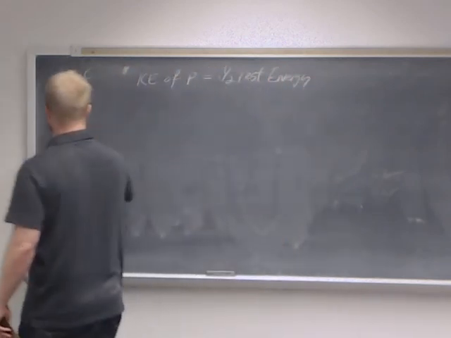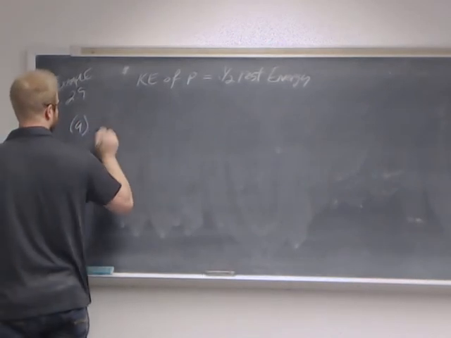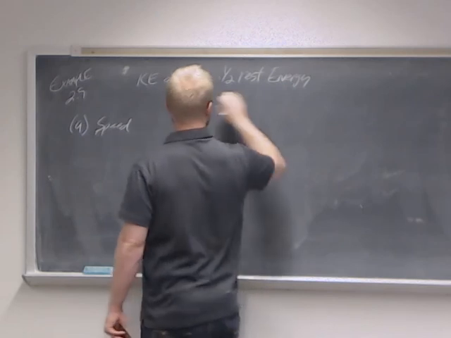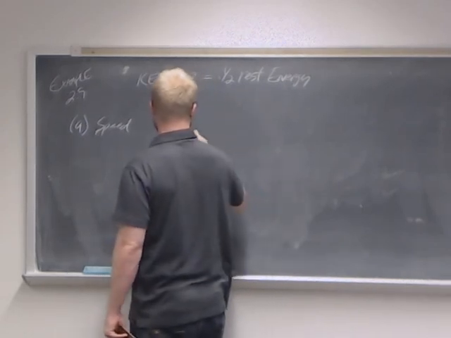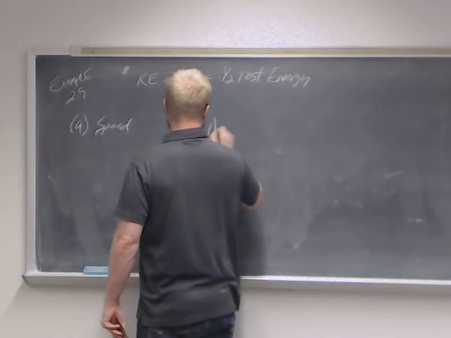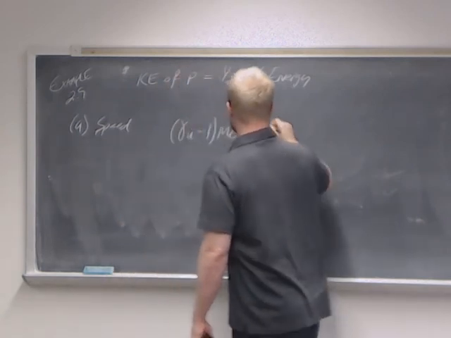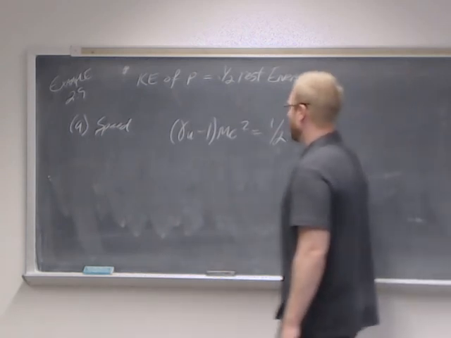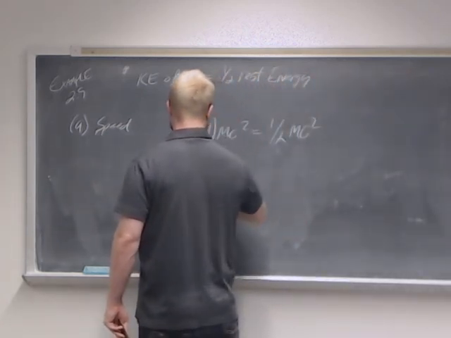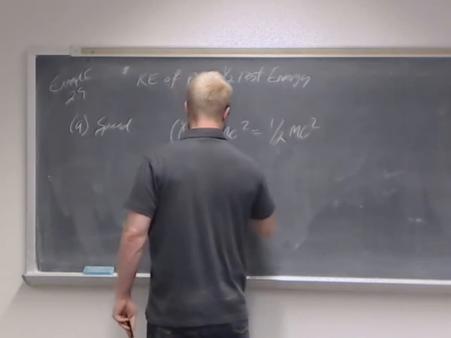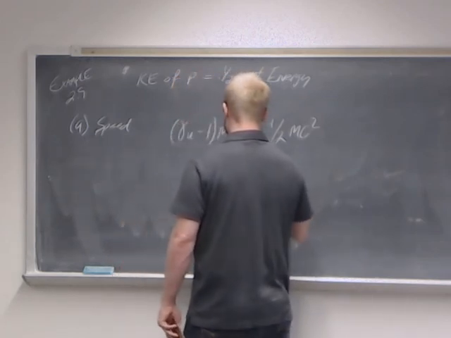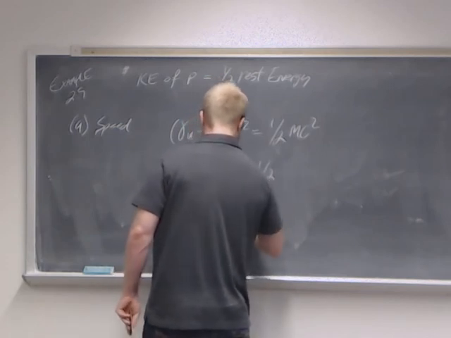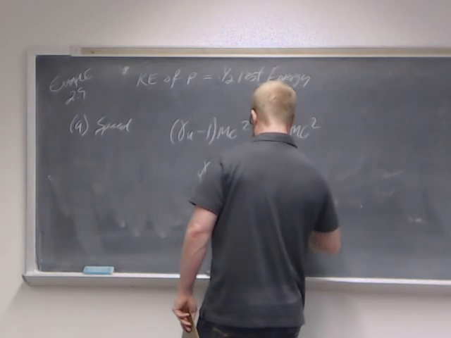All right, so part A says, if that's true, what is the speed of the particle? So let's practice using this stuff. Kinetic energy equals 1/2 this. So I can say that my kinetic energy is gamma u minus 1 times mc squared, which is going to be 1/2 mc squared, my rest energy. The mc squareds go away. We end up with gamma u minus 1 equals 1/2. Putting it over to the other side, gamma u is equal to 3/2, or 1.5.